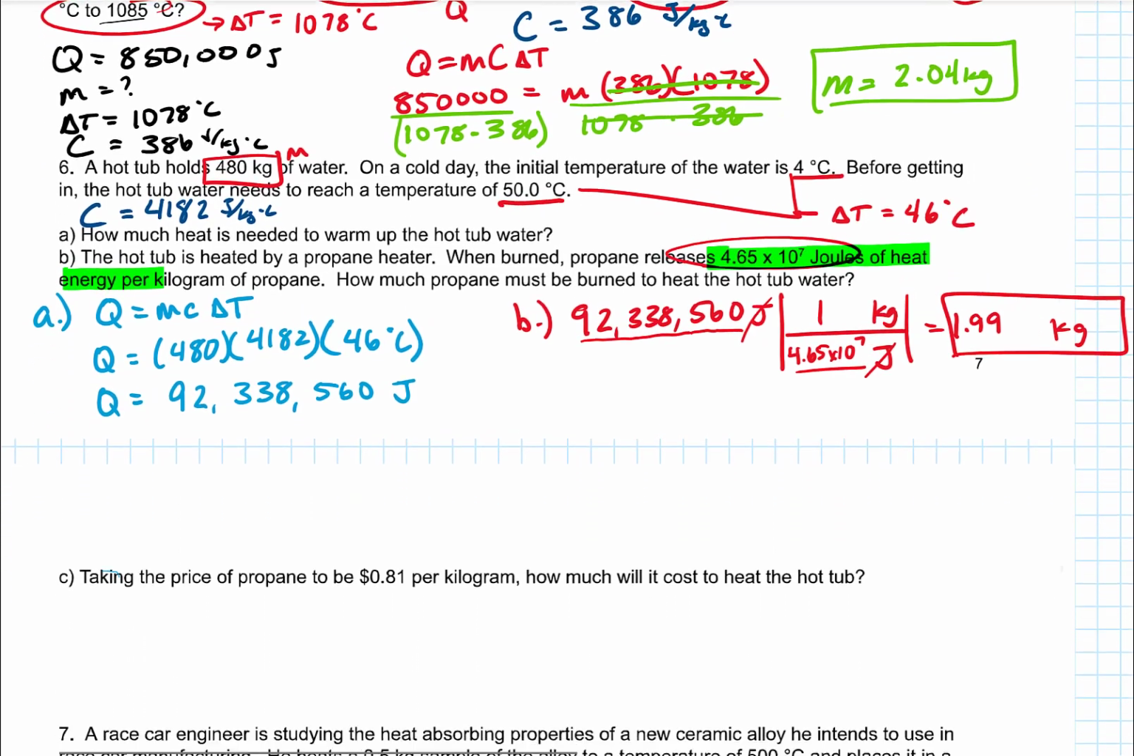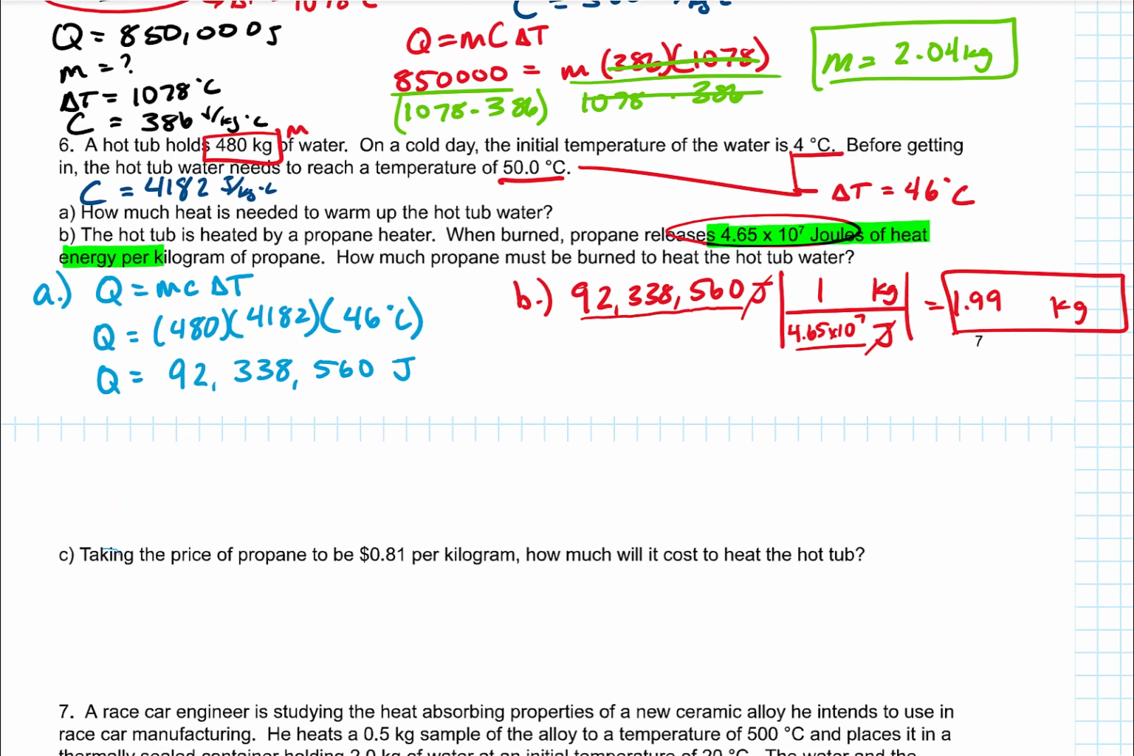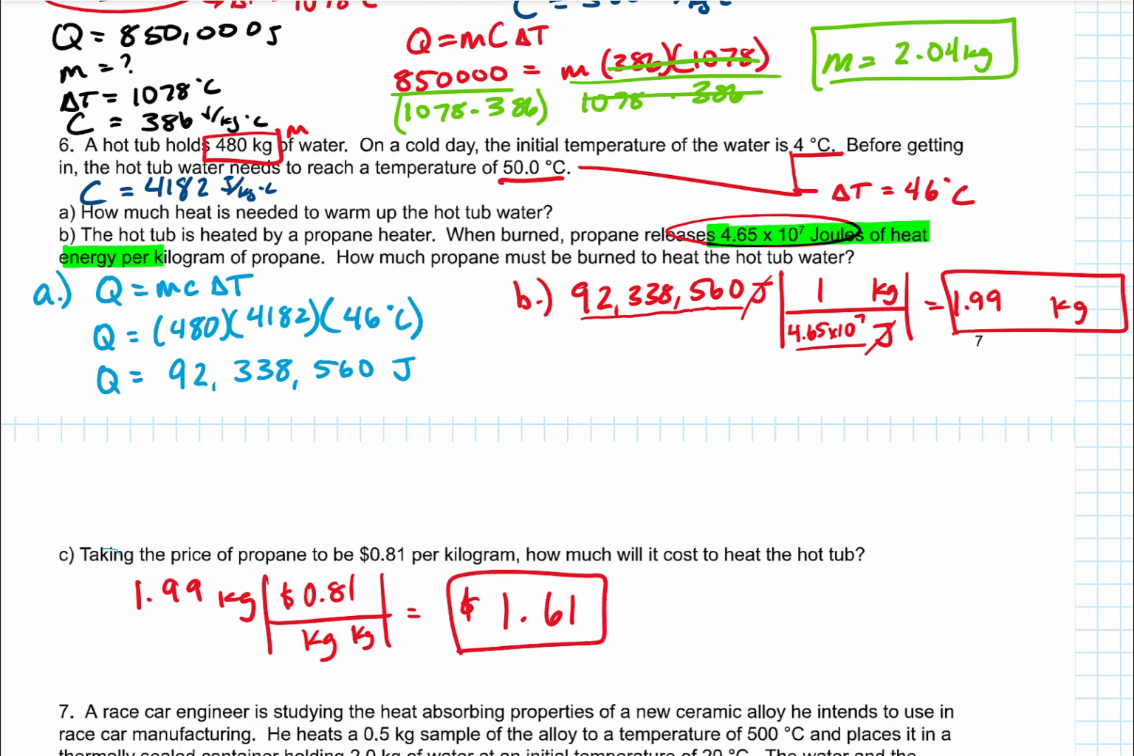If propane is 81 cents per kilogram, how much will it cost to heat the hot tub? And again, we're going to do another conversion, so 1.99 kilograms, and we want to convert that into dollars. So we need kilograms on the bottom, dollars on top. We have 81 cents per kilogram, so 1.99 times 0.81 gives me $1.61 to heat the hot tub.